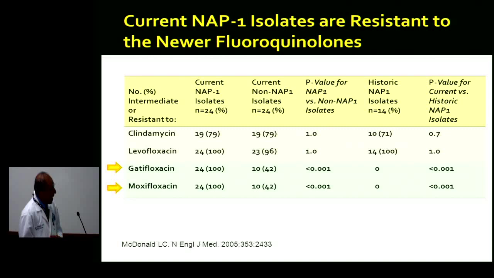What was different compared to the historic controls was the resistance to fluoroquinolones. If you look here, for instance, you can see where I've highlighted GATI and moxifloxacin. If you look at the current NAP1 isolates in column 2, you can see that they're 100% resistant to the fluoroquinolones. If you look at the current not NAP1 strains, the resistance is much less. And if you look at the historic strains in the second last column, none of them are resistant to the fluoroquinolones.